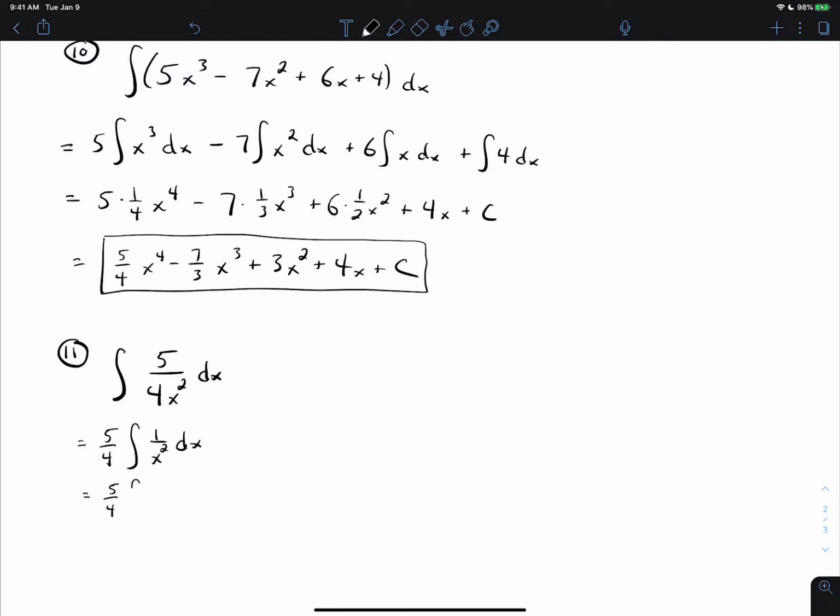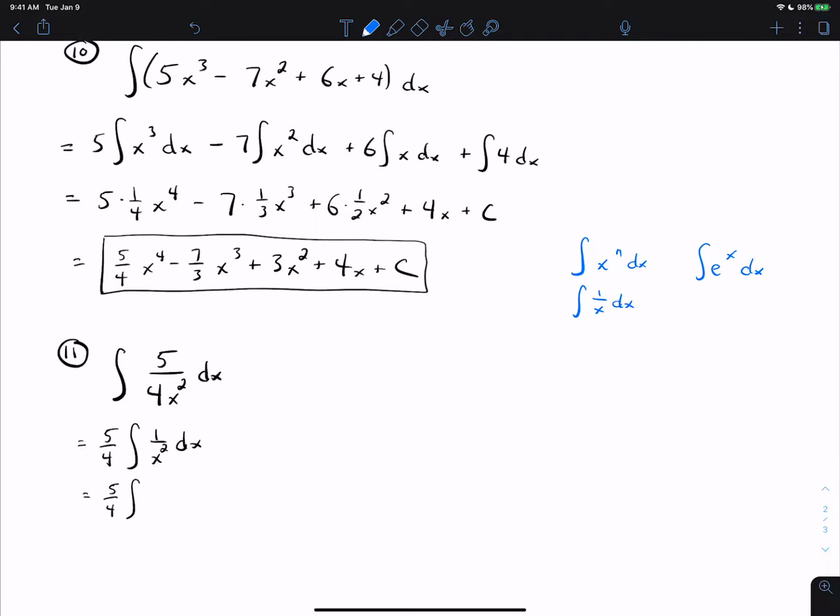But 1 over x squared does not match one of the forms. So if we look at the forms that we have on the formula sheet, or the forms that we wrote up above, we've got x to the n dx. We've got 1 over x dx. And we've got e to the x dx. So those are the three forms we have so far.